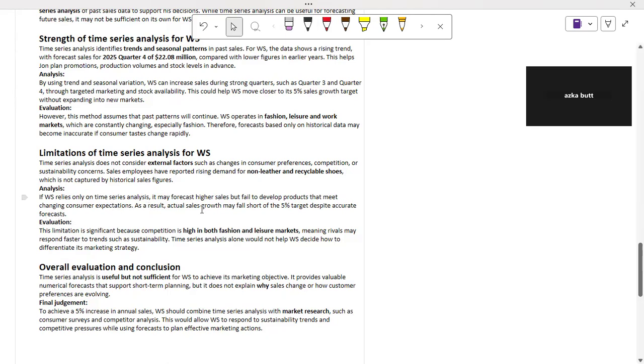As a result, actual sales growth may fall short of the 5% target despite an accurate forecast. This limitation is significant because competition is high in both fashion and leisure markets, meaning rivals may respond faster to trends such as sustainability. So time series analysis alone would not help WS to decide how to differentiate its marketing strategy.